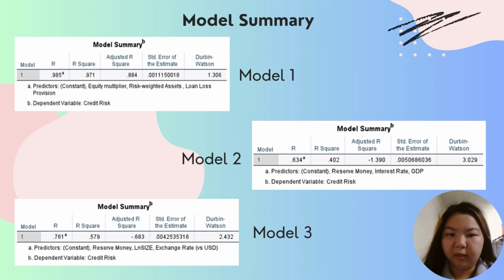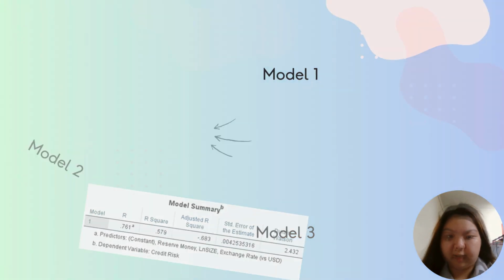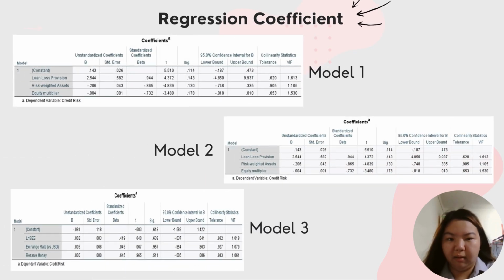For model 3, it included 19 internal and external independent variables, but only 3 contribute to the credit risk with an adjusted R-square of 0.579. These 3 variables are reserve money, firm size, and exchange rate. Next, I will discuss the coefficient results of these 3 models.